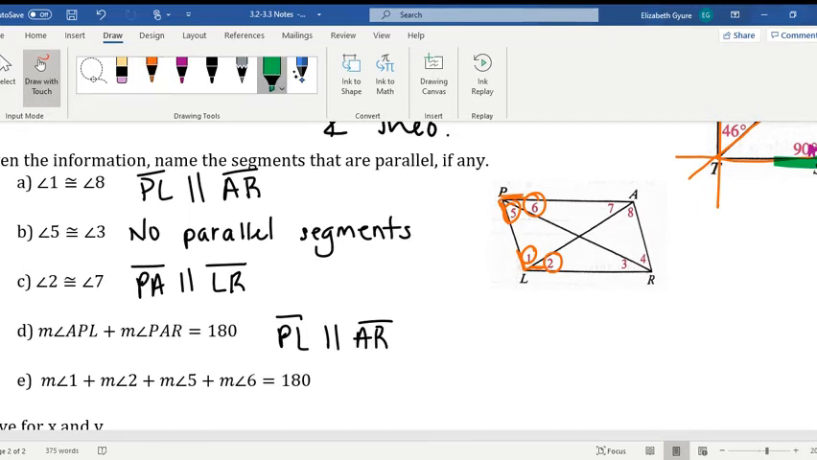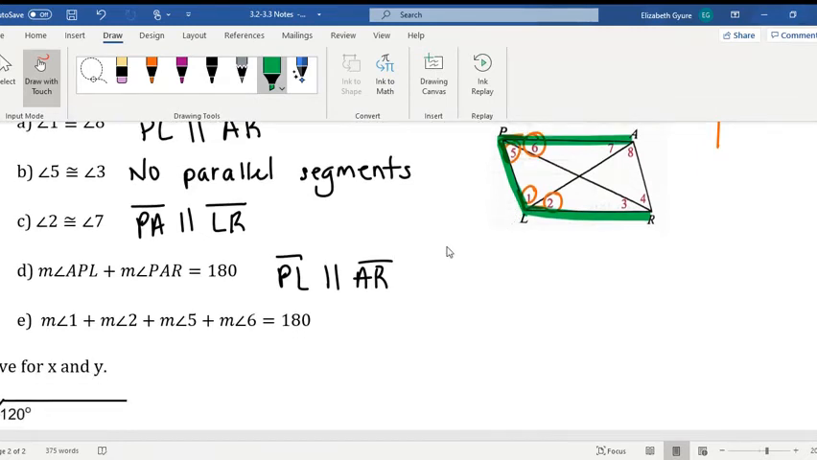So in this situation, you have the sum of angles 1 and 2, that's formed by segment PL intersecting with segment LR. And then the sum of 5 and 6 is formed by segment PL intersecting with segment PA. So you have your transversal PL intersecting segment PA and intersecting segment LR. You have supplementary angles here because they have a sum of 180. Therefore, these are going to be supplementary same side interior angles. And therefore, segment PA is going to be parallel to segment LR.